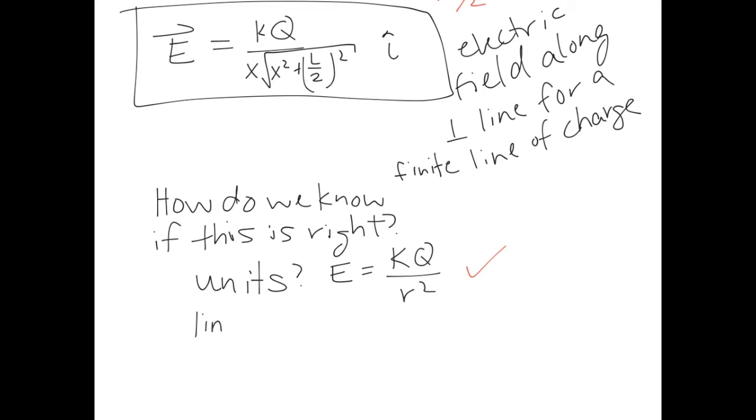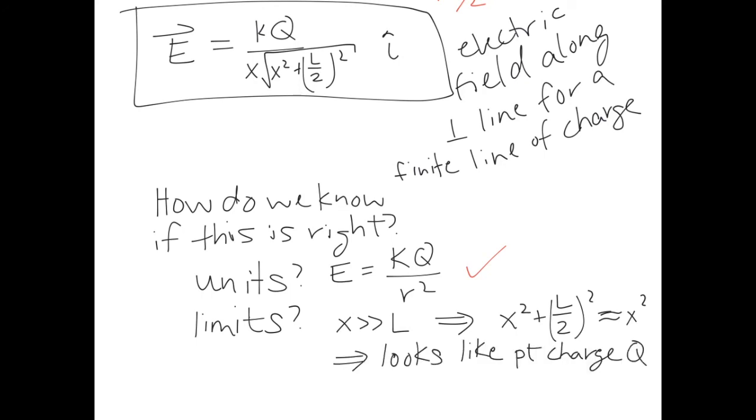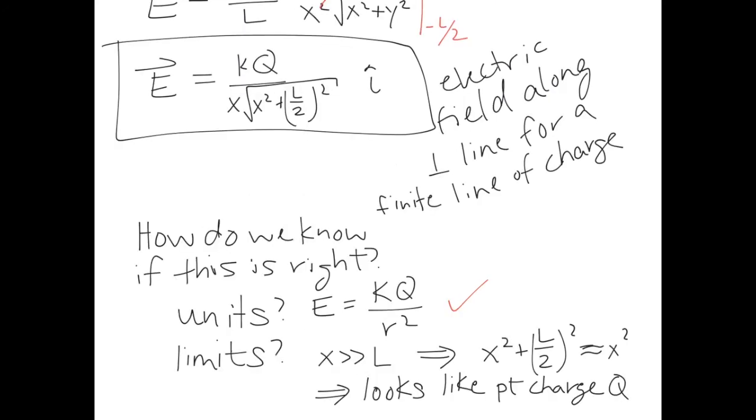We should check limits. If you're really, really far away from this rod, if x is way, way bigger than L, that implies, that's the symbol for implies, that x squared plus L over 2 squared is really just approximately equal to x squared. So if you were to put in x squared where that stuff is, you get square root of x squared, that's just x, and then times the other x on the bottom, it's going to be kq over x squared. That means if you're really far away from this finite line of charge, it's just going to look like a little point charge that has a charge of q.